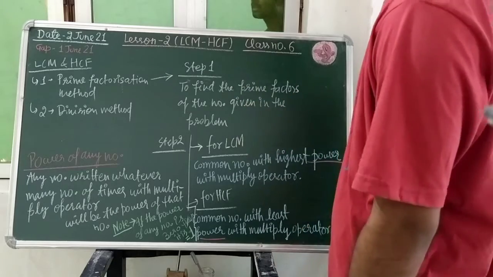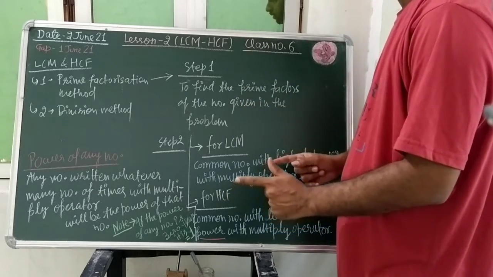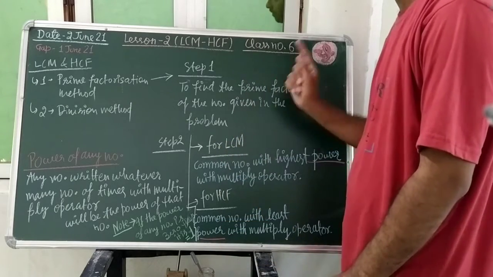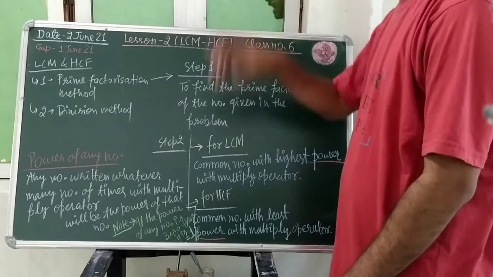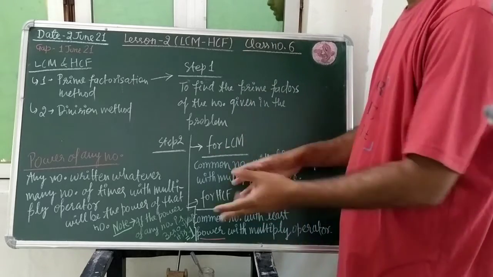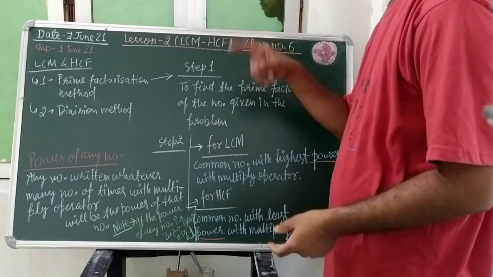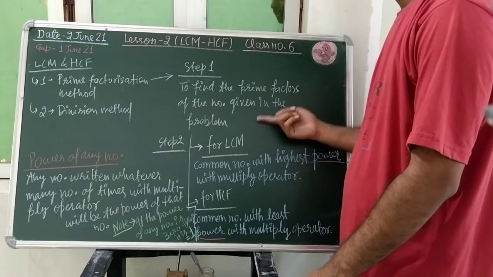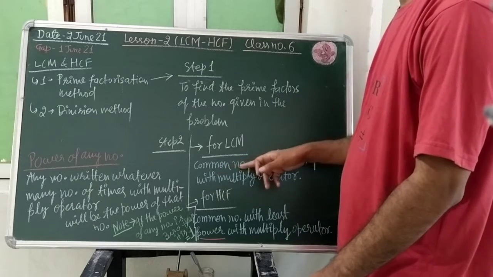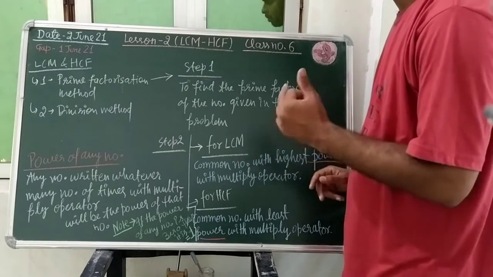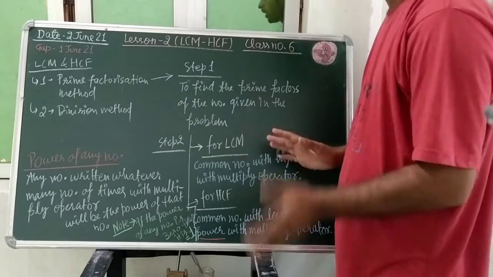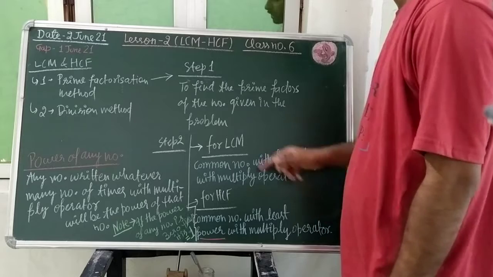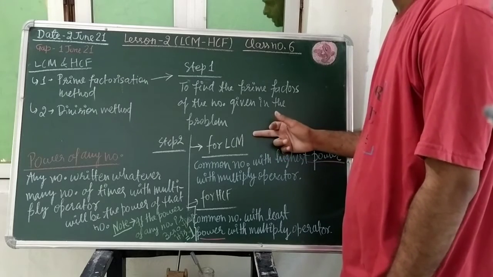So in the prime factorization method, individually, separately, we will select the number and find out the prime factors of that, and we will write it in terms of power if the power is there. We shall apply the rule for the least common multiple: the common number with the highest power. The number should be common in all the numbers given in the problem, and with the highest power we will write it in the case of least common multiple.